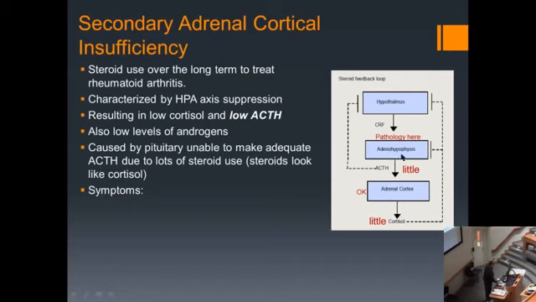And so here you've got very little ACTH coming out, and because of that, the adrenal cortex is essentially okay, but it's not making a lot of cortisol because the positive or the negative feedback loop has been hampered. And so the outcome here is going to be very low amounts of cortisol coming out. Okay.